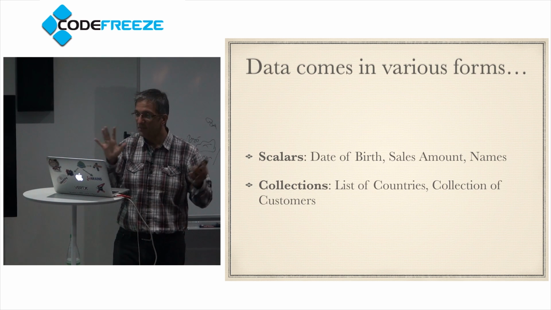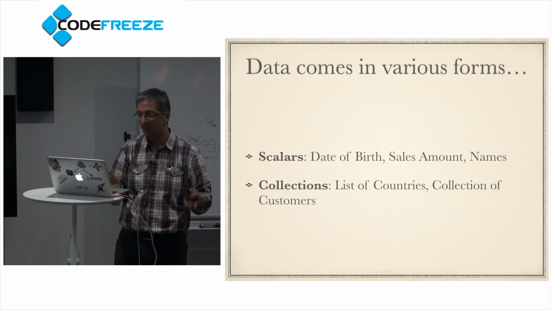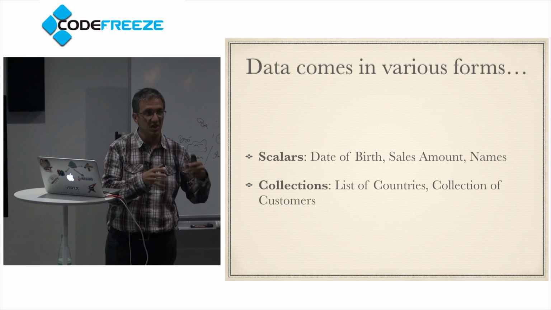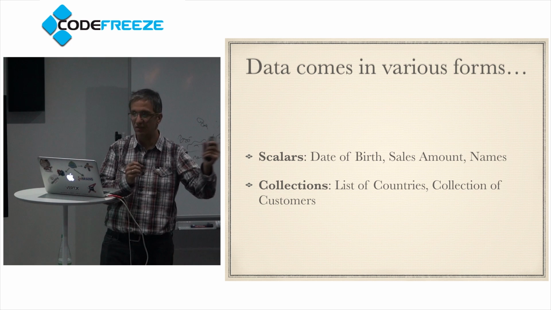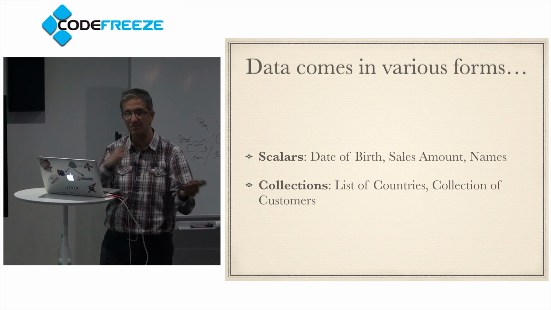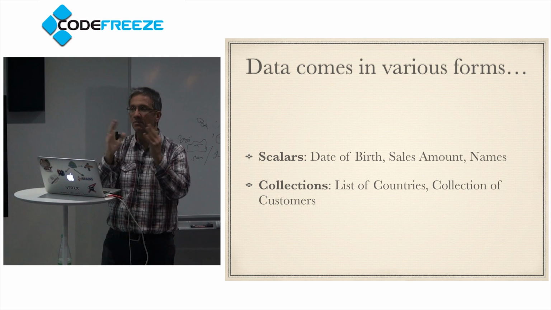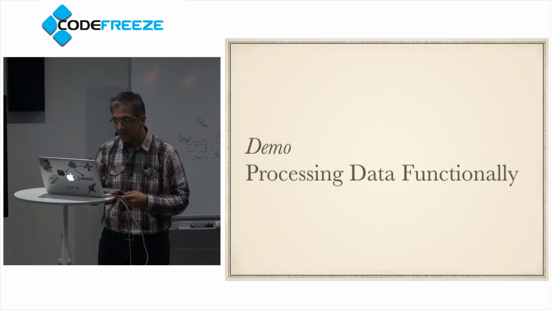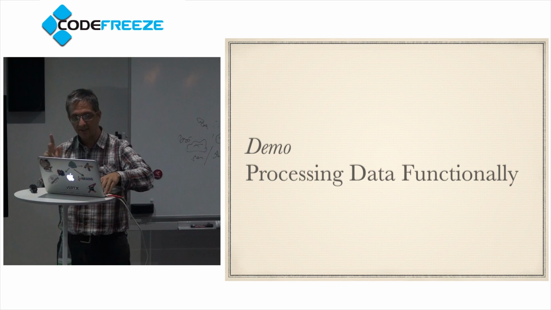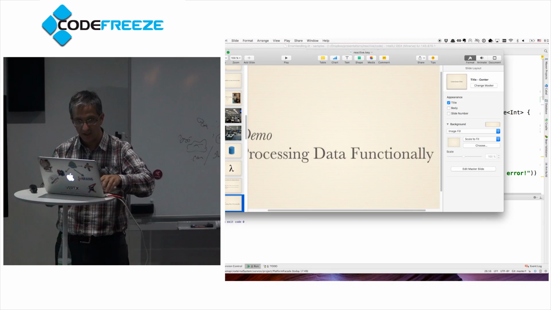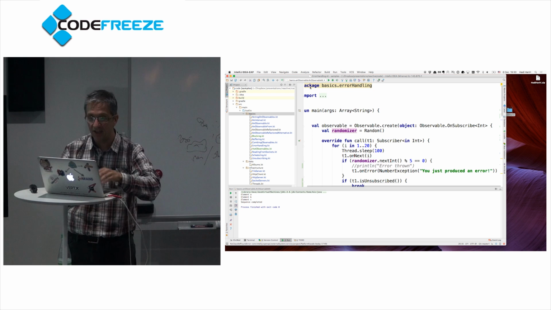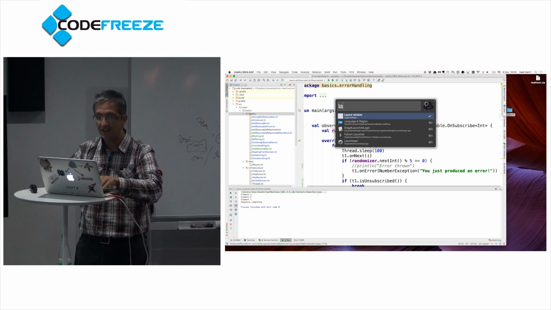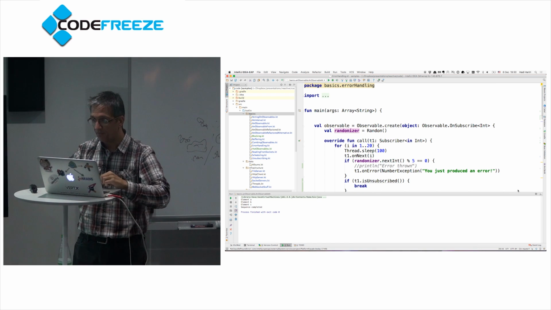Anyway, so data comes in various forms. We have scalars: date of birth, sales amounts, names. Collections: we have a list of countries, collections of customers. But ultimately what we're doing is just taking individual values or collections of values and converting them back and forth and making a very, very beautiful interface to a database. That is our life. Now let's stop and take a look at processing data functionally. This is like a crash course in functional programming. How many of you know what functional programming is? It's a radically new paradigm that was just invented 80 years ago.